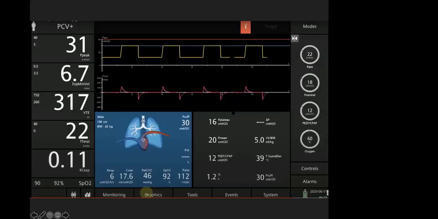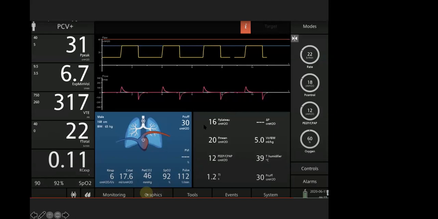Here there is another screenshot. You can see the peak pressure is 31, and this is also pressure control. The minute ventilation, the expiratory, is 6.7. The tidal volume he is taking is around 317 ml. Respiratory rate is 22. The plateau pressure is 16, which is good.